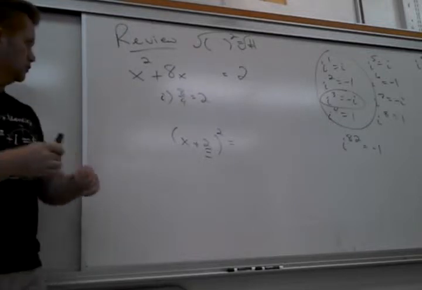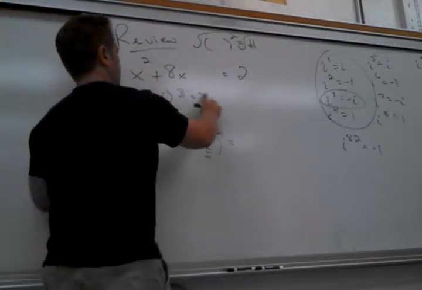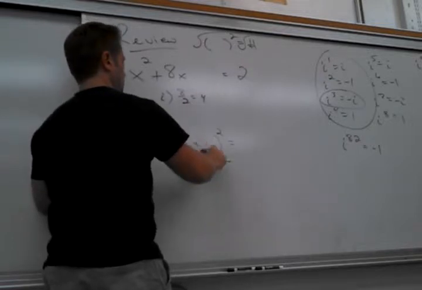No other way around. 8 divided by 2. Oh, 8 divided by 2 is 4, not 40. What the hell am I doing? So that's what's going to show up in there.